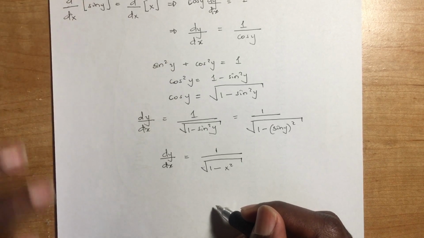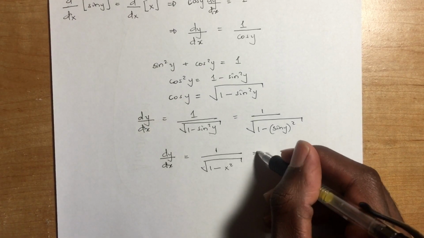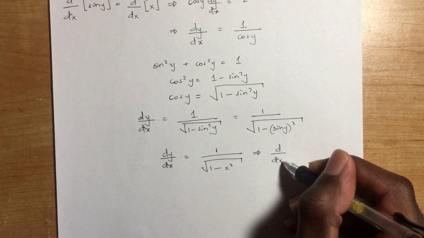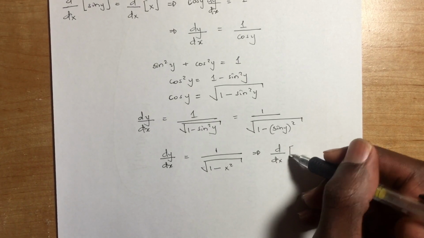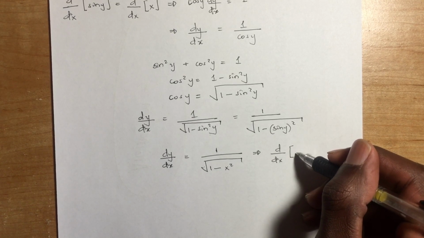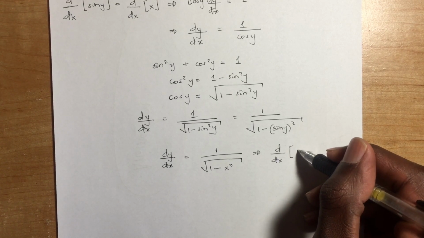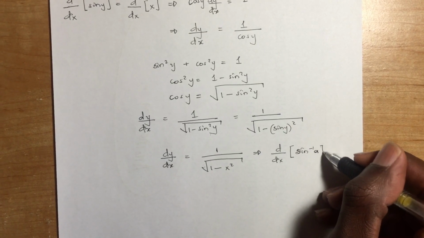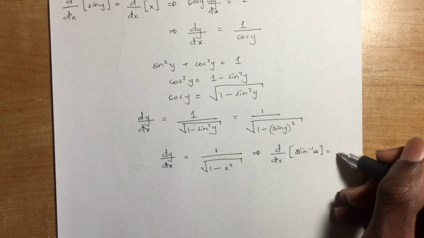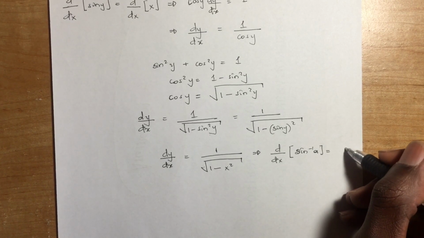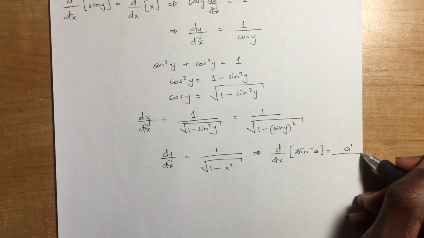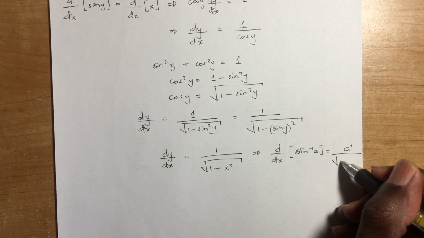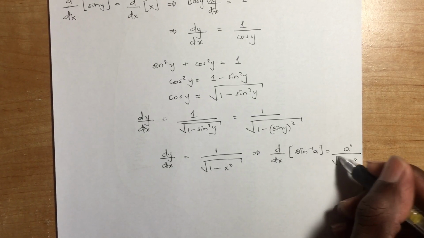And a general form for this is: if you're deriving with respect to x any inverse function that has to do with sine, and we're going to say in this case sine inverse of a, your answer is going to be a prime, the derivative of a, divided by the square root of 1 minus a squared. That's it.